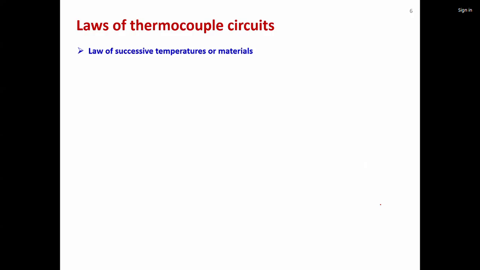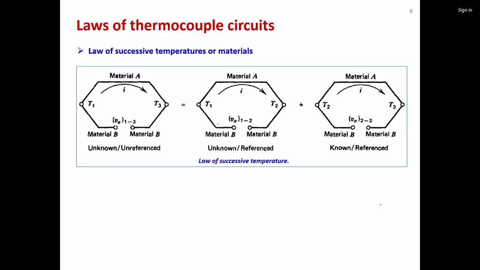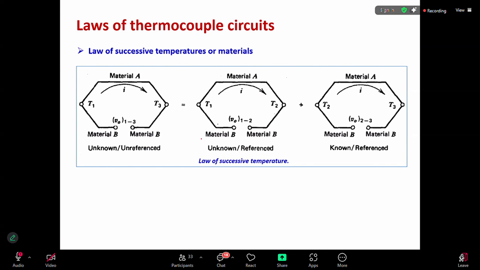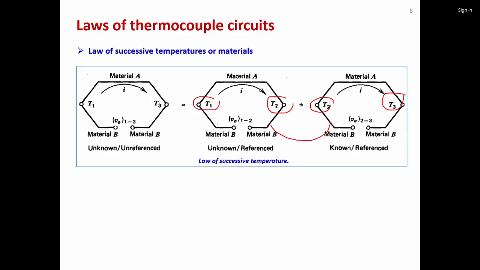We talked about the law of successive temperature or materials. First, we talked about the law of successive temperature. So here we said that if you have two different materials, material A and material B, and you have junction temperatures T1 and T3, whatever output you get will be the sum of two different thermocouple circuits. In one case, you have material A and material B, but the temperatures are T1 and T2. Plus, in the second circuit, the temperatures are T2 and T3. So the addition of the outputs from these two circuits will be the same as if the junctions are maintained at temperatures T1 and T3. This is called the law of successive temperature.